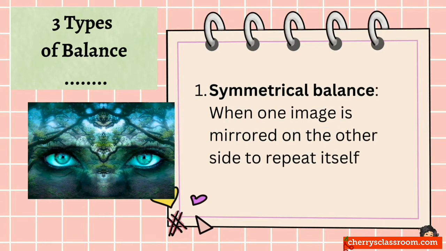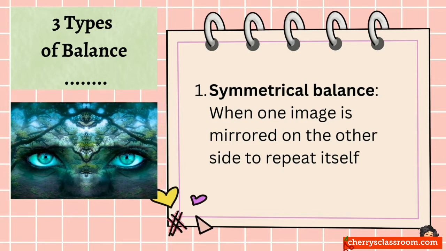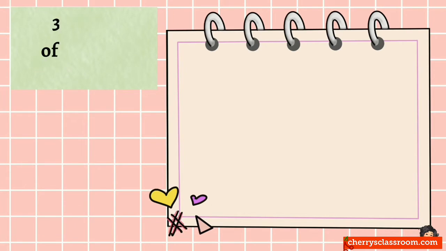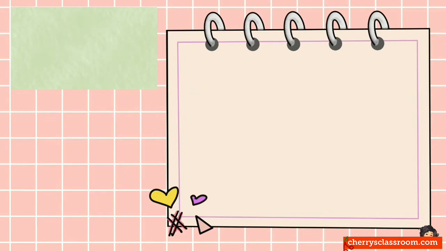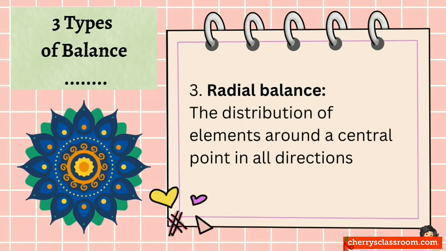First, symmetrical balance, when one image is mirrored on the other side to repeat itself. Next, asymmetrical balance, when different types of elements create a visual balance. Third, we have radial balance, the distribution of elements through a central point in all directions. Best example of radial balance is a rangoli.